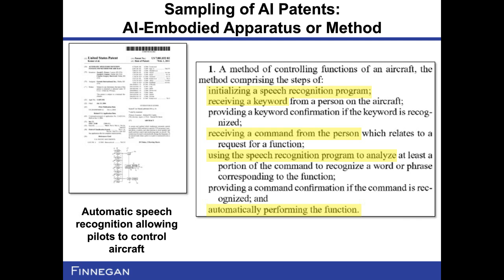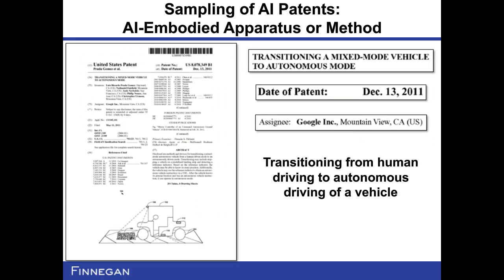Next, we have an example from Google, and this is not just simply autonomous driving. This is really trying to solve the problem of transitioning from human driving of a vehicle to autonomous driving. So really the problem is if the human is driving the vehicle in a manual mode, the vehicle may not know exactly where it is, but to transition into an autonomous mode, the vehicle needs to know precisely where it is geographically so that it can transition smoothly into the automatic driving mode.